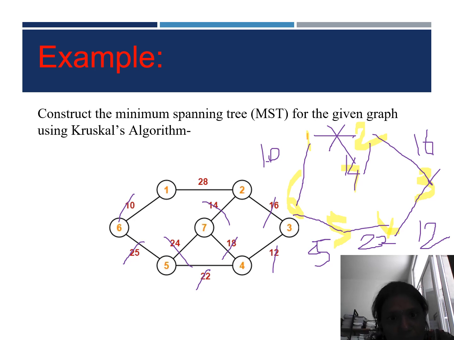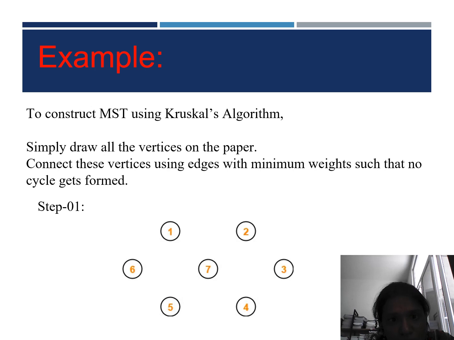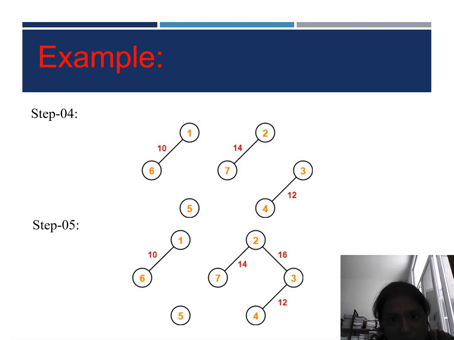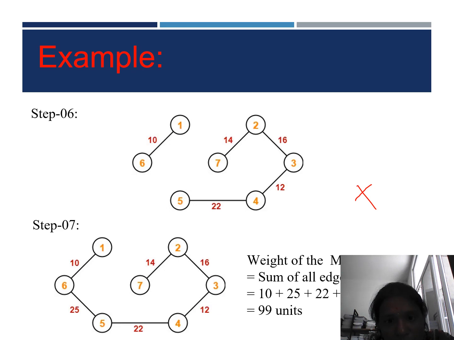So see. The first step is to draw all the vertices. Then we connect them one by one. First, 1 to 6 with minimum weight 10. Then 2 to 7 with 14, then 3 to 4 with 12. Till now we didn't get any cycles. The next element is 16, so we connect 2 to 3 with 16. No cycle forms, so we can add it. Then 5 to 4, the next minimum is 22. If we add 22, no cycle forms. If we connect 7 and 5 or 7 and 4, a cycle will form, so we should not add this. Next, connecting 6 and 5 gives 25. No cycle forms, so we can add it. If we connect 1 and 2 also, we'll get a cycle, so we should not add this either.